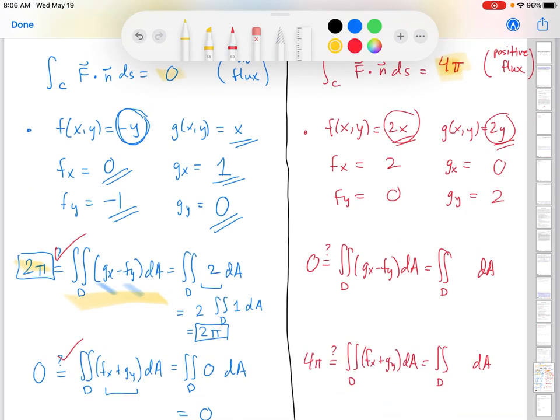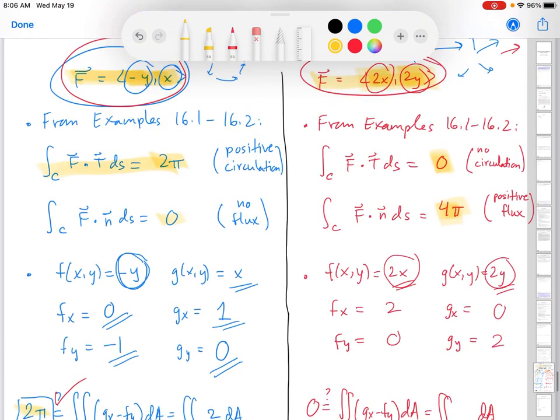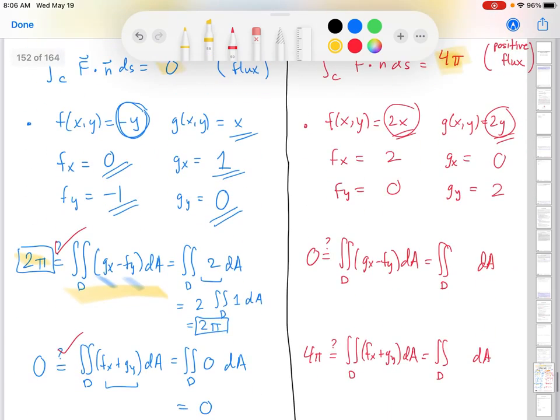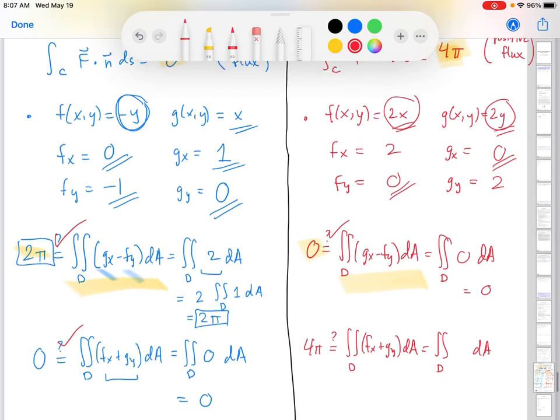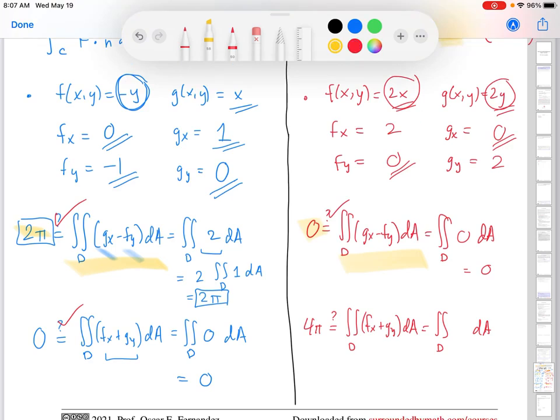So starting again with the circulation form of Green's theorem, we had found the circulation to be 0. So that's the left-hand side. And it equals the double integral of the two-dimensional curl, which is g_x minus f_y. So g_x here is 0, minus f_y, that's also 0. So I get 0, and that makes sense. Verified that part. And then now we go to the flux form.